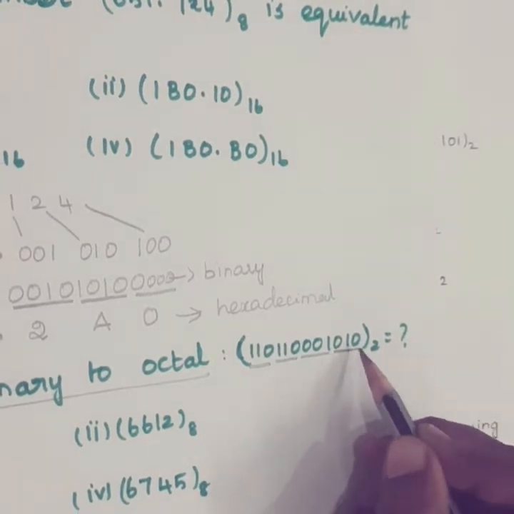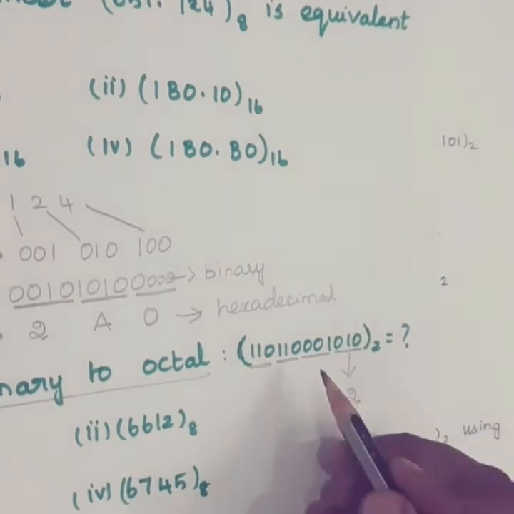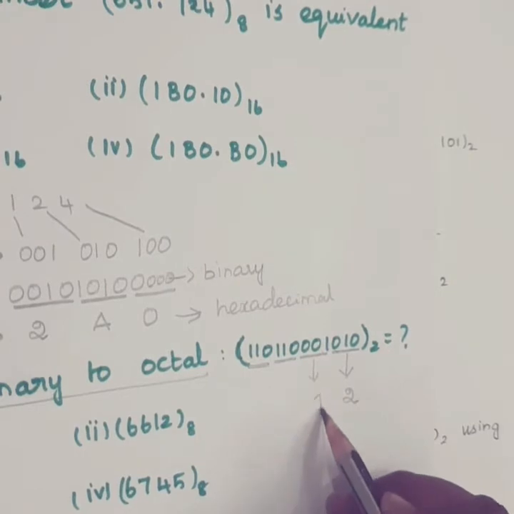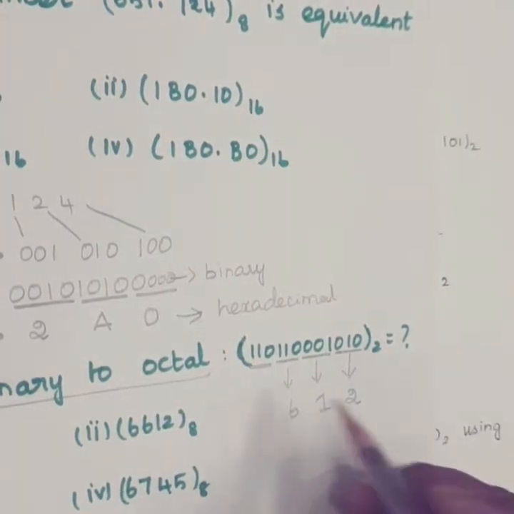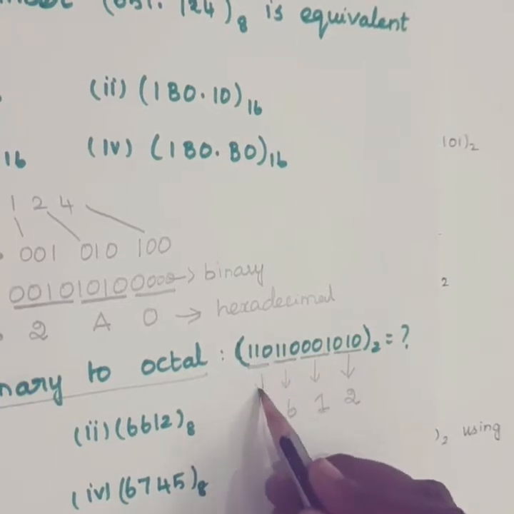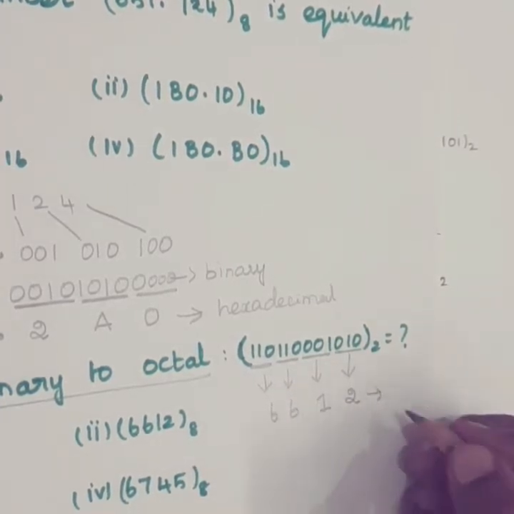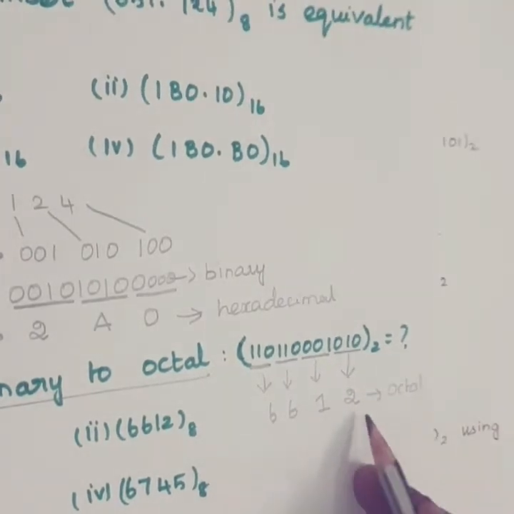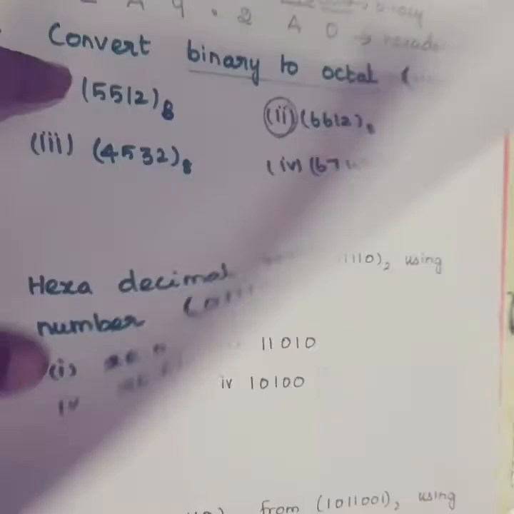So here 010, corresponding octal is 2. 001 is 1. 110 is 6. 110 is 6. So this is the corresponding octal number, that is 6612, which is option 2. This is the correct one.